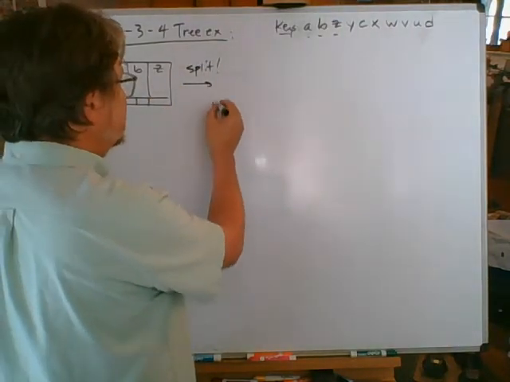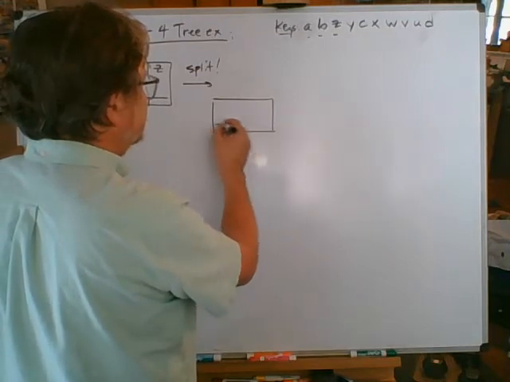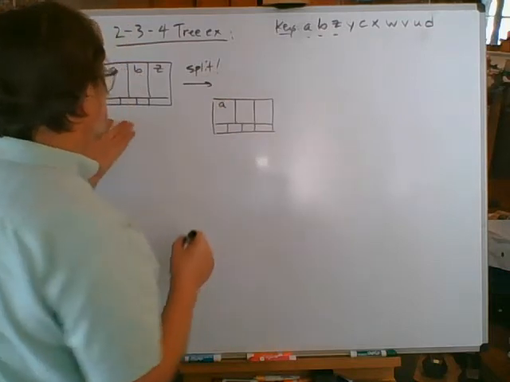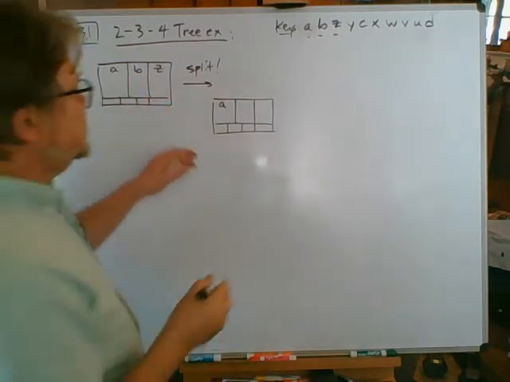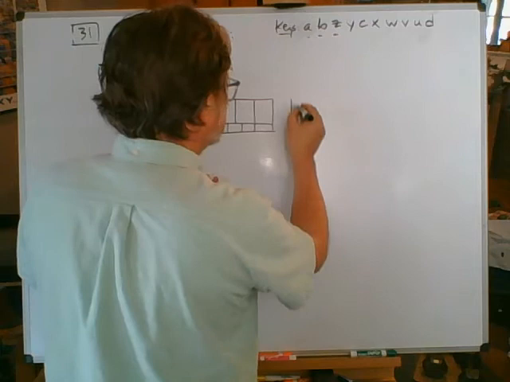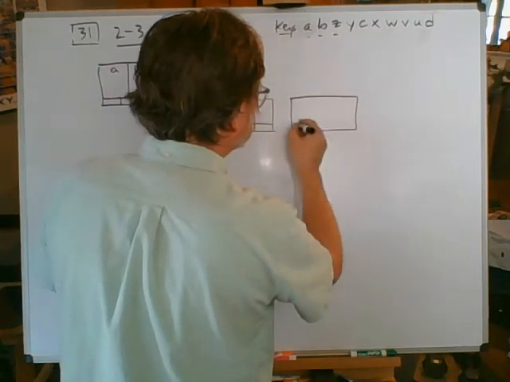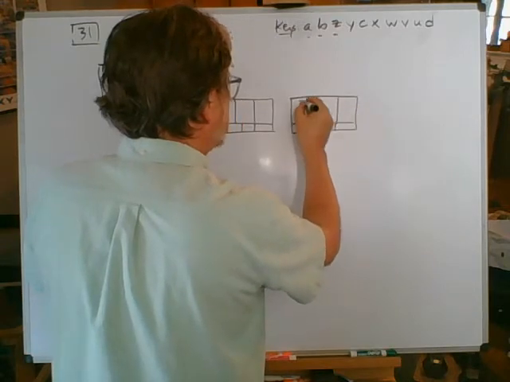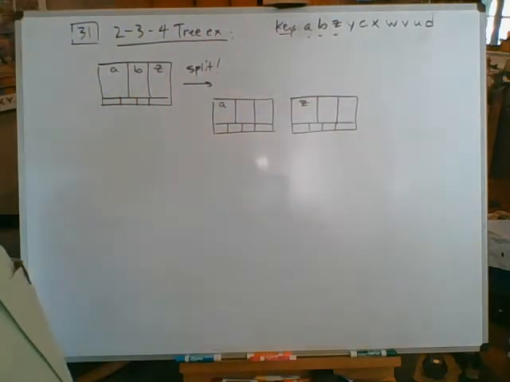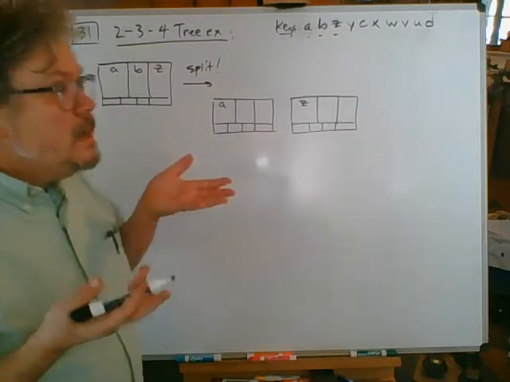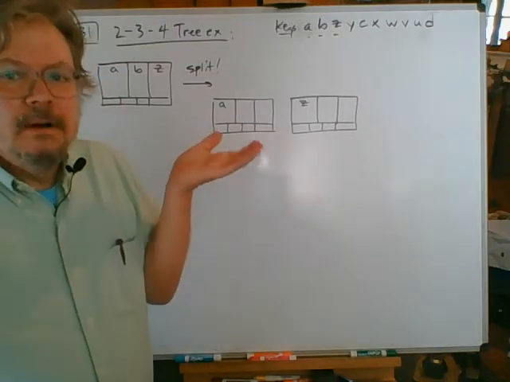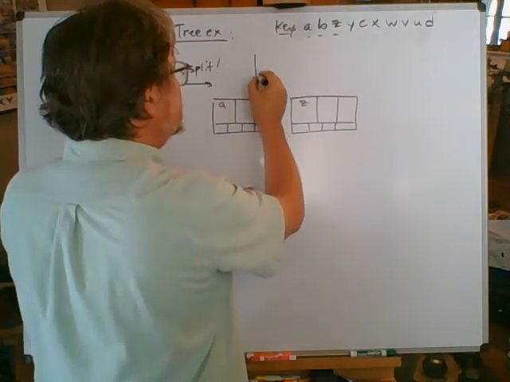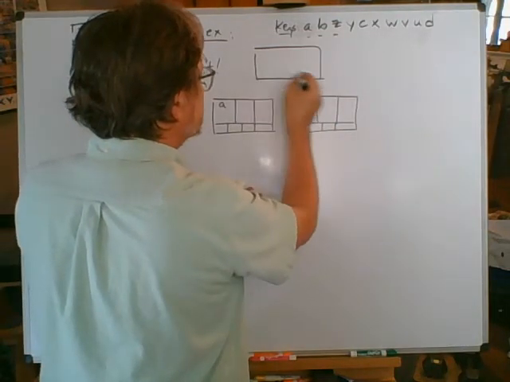Well, A moves into its own place. Gets a node of its own, and it would take any kids, but there aren't any kids. Z gets a node all to itself, like so, and B would move up to live with its parent, but there is no parent. So what happens is we have to make a new internal node for the root.